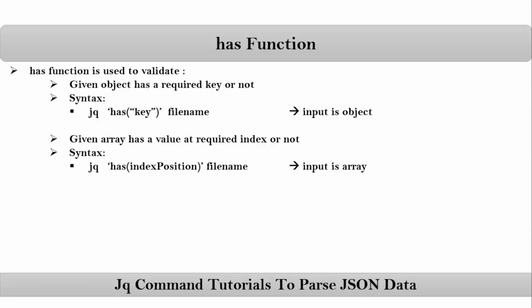That's it. And finally, just remember this point, that the output of the has function is always either true or false, nothing but boolean data.